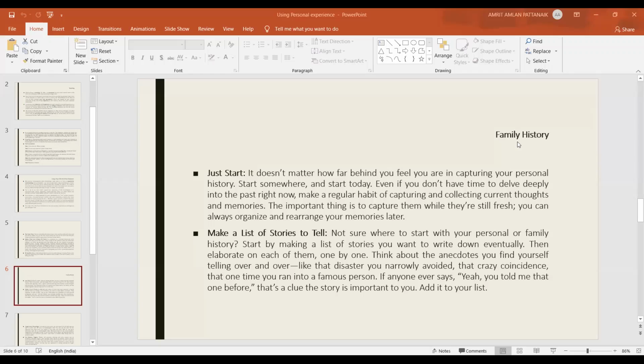So what is crucial is getting started. Then make a list of stories you want to tell. Not sure where to start with your personal or family history? Start by making a list of stories you want to write down eventually.